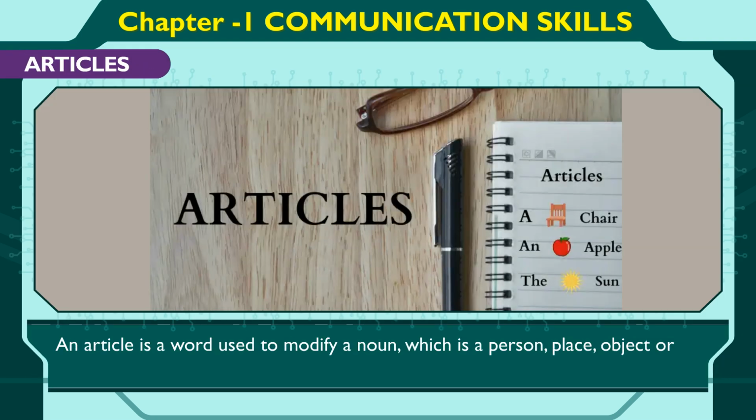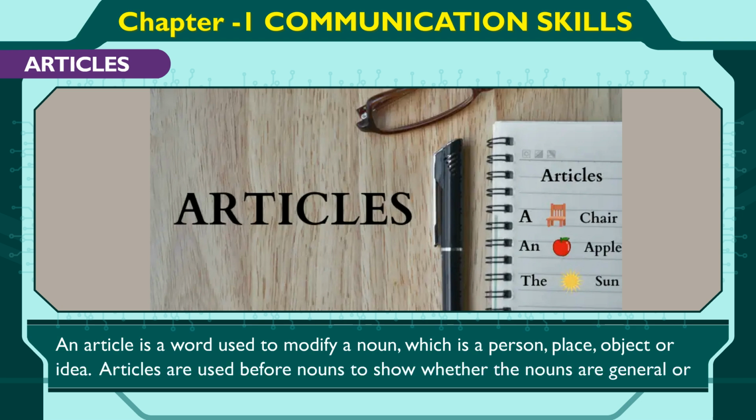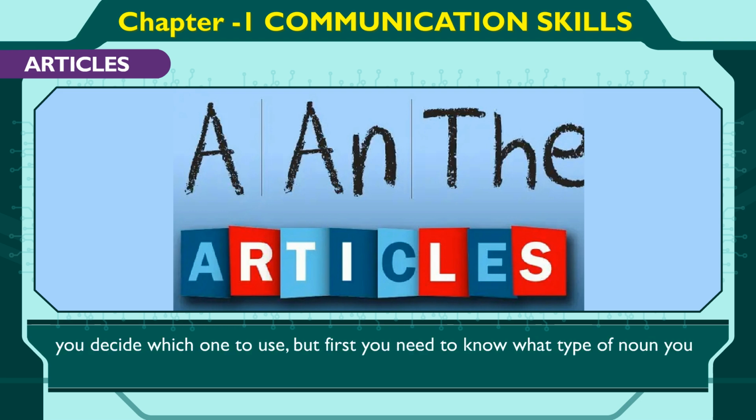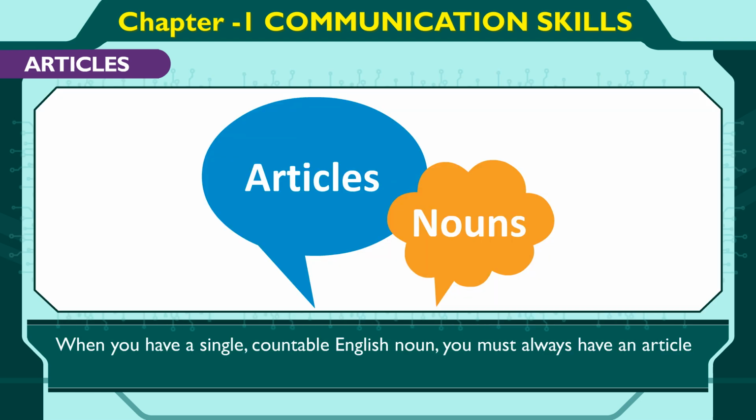Articles. An article is a word used to modify a noun, which is a person, place, object or idea. Articles are used before nouns to show whether the nouns are general or specific. A or an and the are the three types of English articles. There are rules to help you decide which one to use, but first you need to know what type of noun you are using. When you have a single, countable English noun, you must always have an article before it.